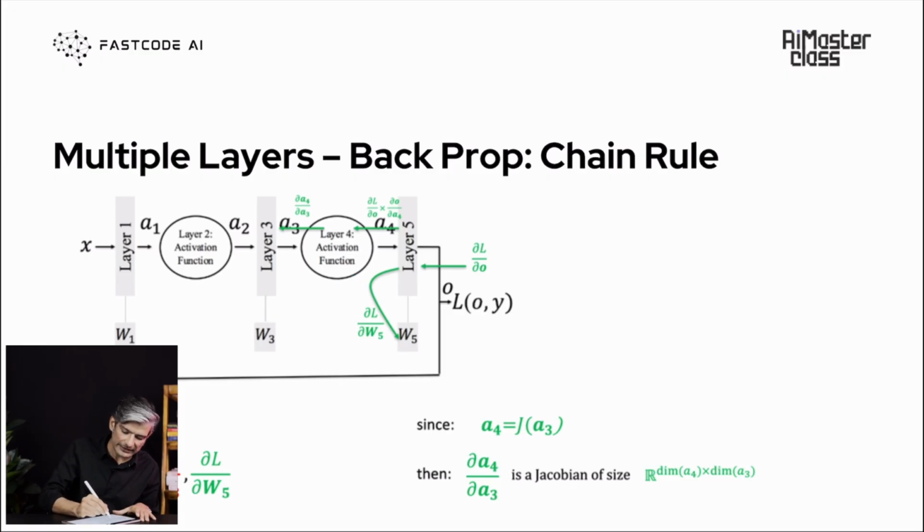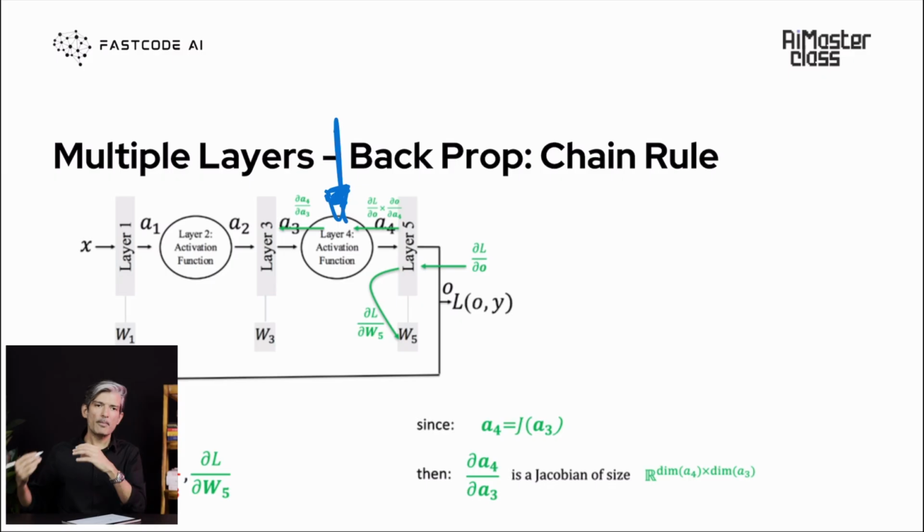So the only thing that our activation layers need to do is backpropagate. It needs to do this chain rule, and for the chain rule we need to pass the gradients to the previous layer. So all we need to do here is compute the gradient. But how do we do that?